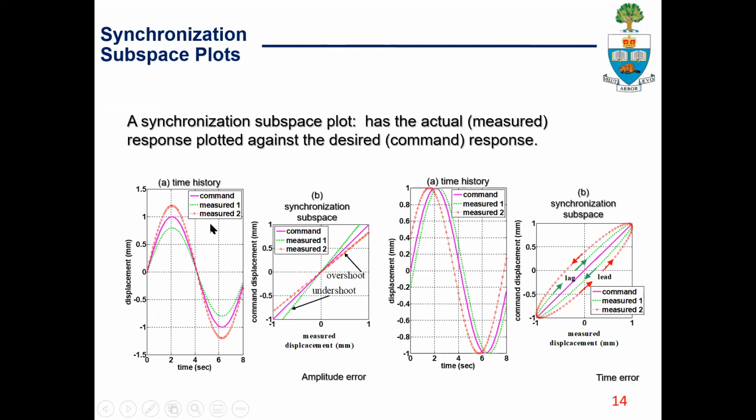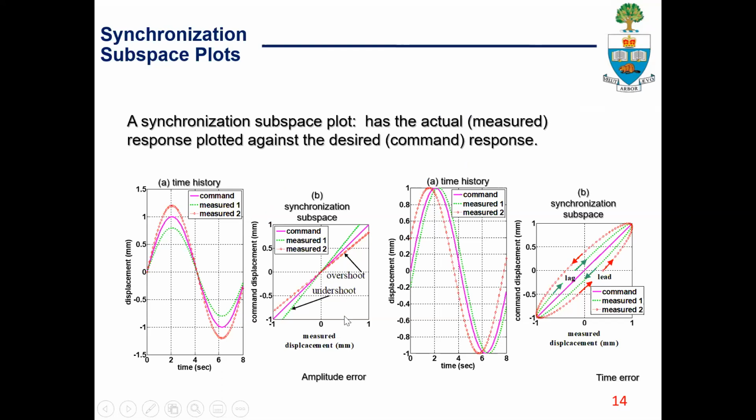So the very first indicators that we came up with rely on synchronization subspace plots, which is a plot where you put your measured displacement on the horizontal axis and command displacement on the vertical axis. If we look at the plot on the left-hand side, the purple line is the command, and the red marker represents overshoot error, and the green marker represents undershoot error. So on the left, we only have amplitude error.